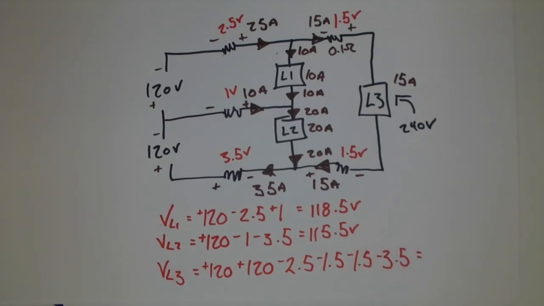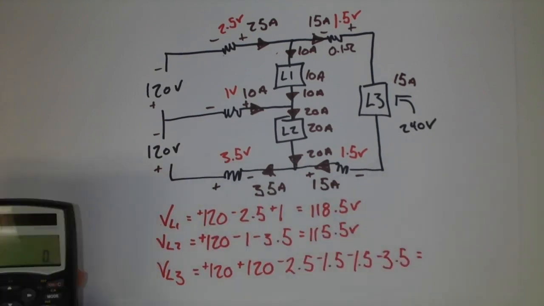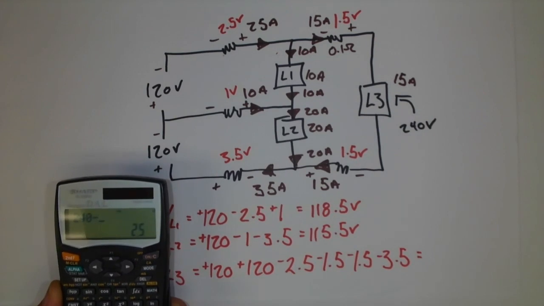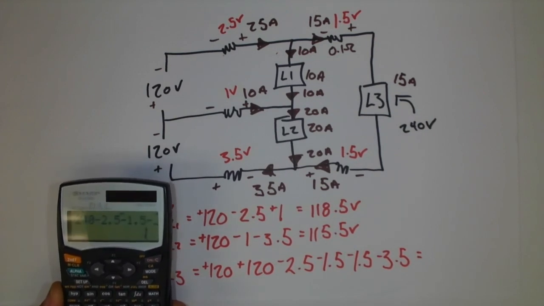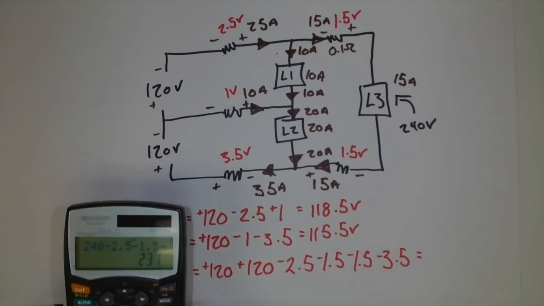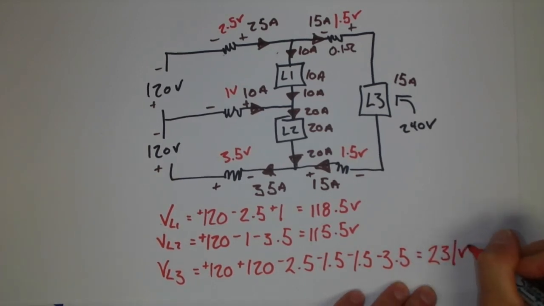This would give us a grand total then. If I enter it into my calculator, that would be a total of 240 volts minus 2.5 minus 1.5 minus 1.5 minus 3.5, giving me a voltage across that load 3, or the 240 volt rated load, of 231 volts.